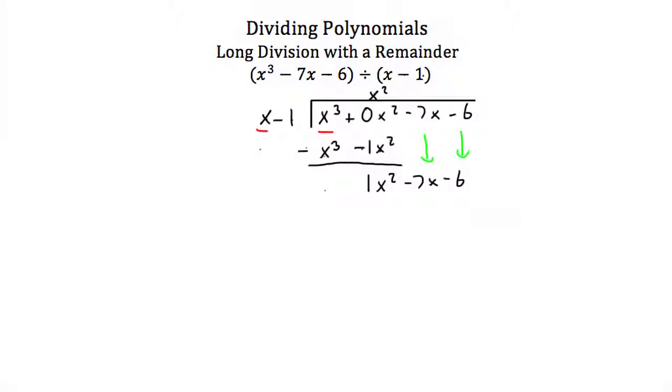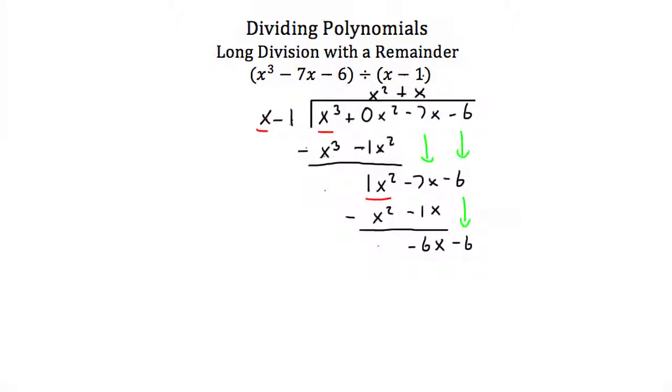Now we need to figure out how many times x goes into 1x squared, or what we need to multiply x by to get 1x squared. That answer is just x. X times x will get us our x squared, and x times our negative 1 will get us a negative 1x. Now we subtract. X squared minus an x squared is 0. Negative 7x minus a negative 1x is a negative 6x. We bring down our negative 6.